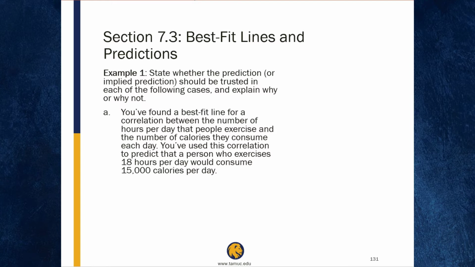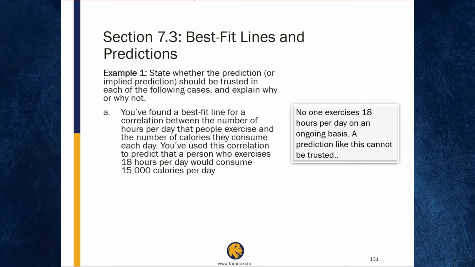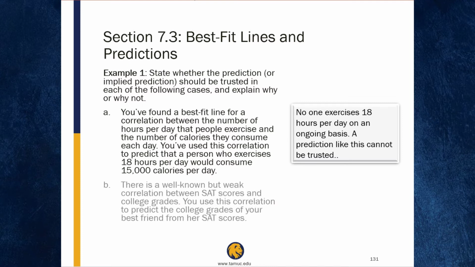You've used this correlation to predict that a person who exercises 18 hours a day would consume 15,000 calories per day. Well, there's several reasons why this could be incorrect, but one main reason is no one would possibly exercise 18 hours a day on an ongoing basis. So it seems like we're going a little too extreme for a number like 18 hours a day. A prediction like that really couldn't be trusted for that reason.